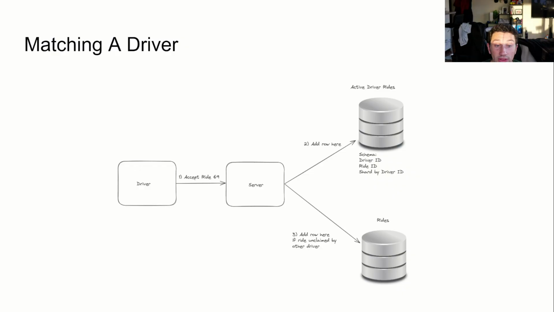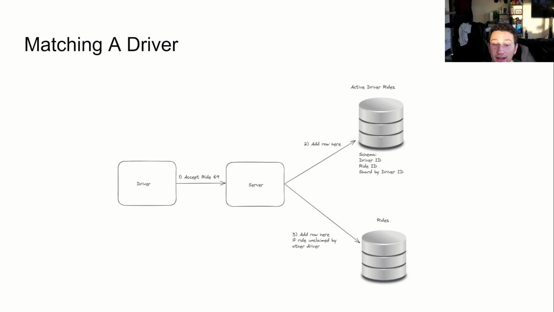When a driver accepts a ride, two things need to happen. First, the driver needs to note down the fact that they've accepted it. Second, we need to prohibit anybody else from claiming this ride. We accomplish the first by introducing the driver active rides table. It looks very similar to the passenger active ride table, except a driver can be matched to many different rides at once. After we add a row there, we'll update the corresponding row in the rides table, as long as it has a null driver ID.